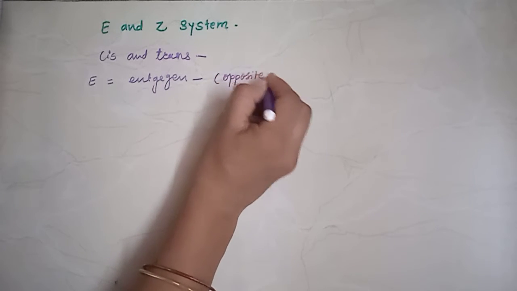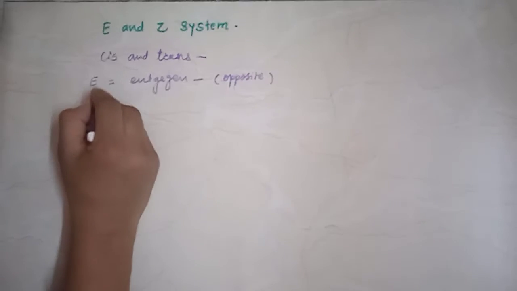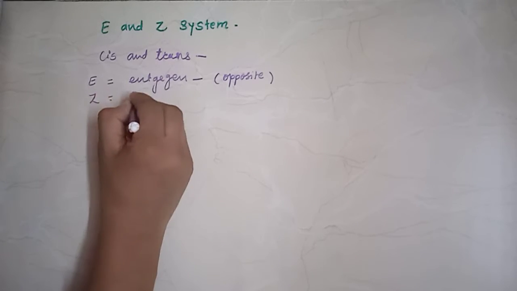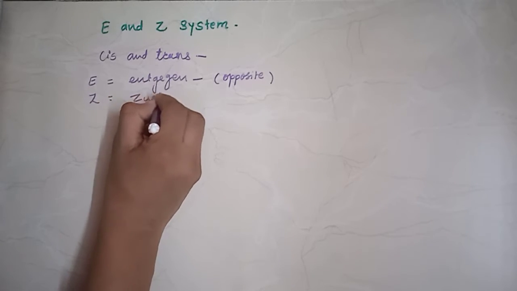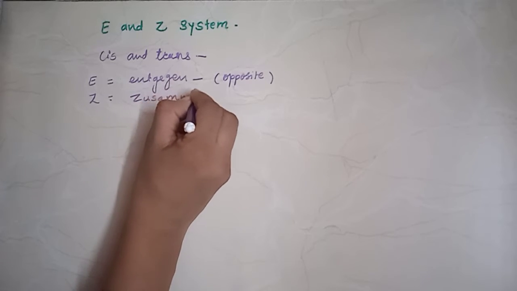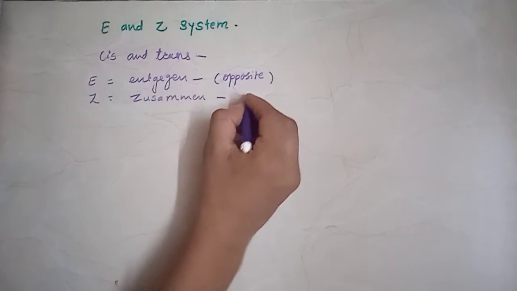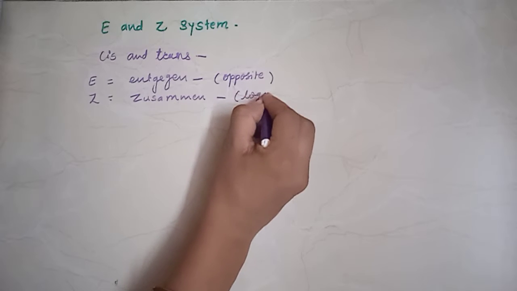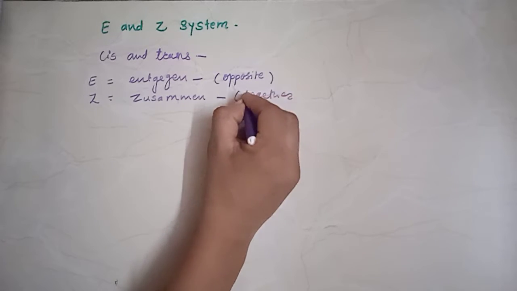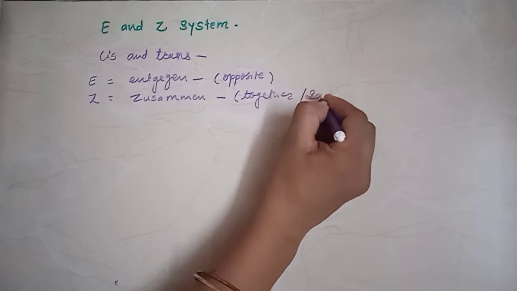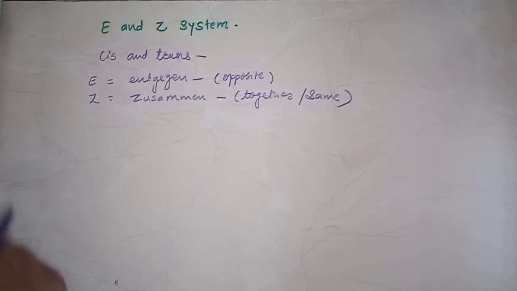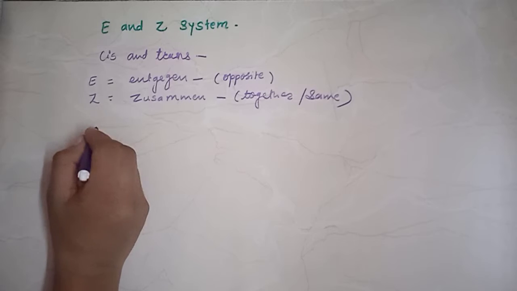And Z is zusammen, which means together or the same side. It means together and the same side. That means Z is a cis form and E is a trans form.